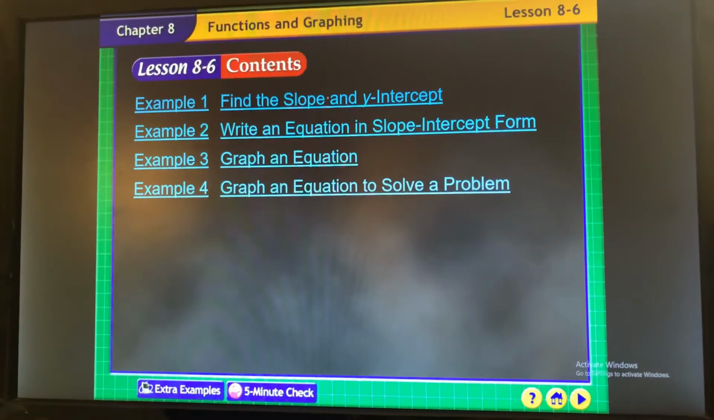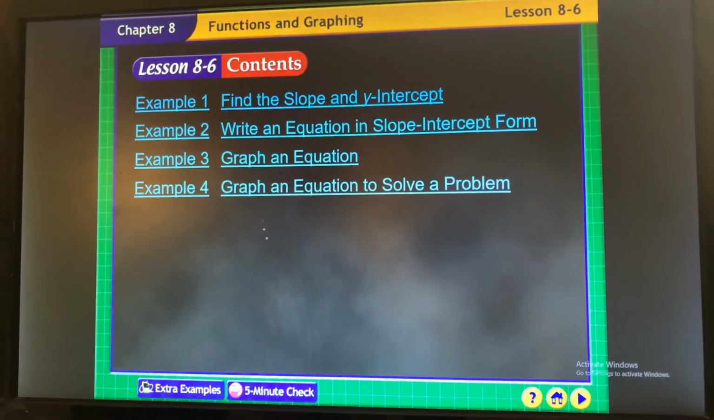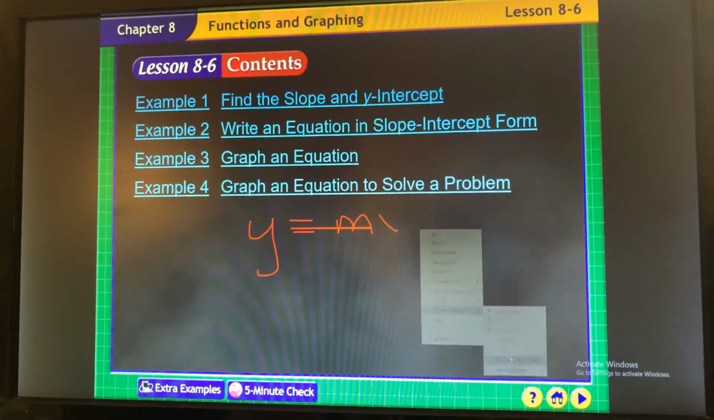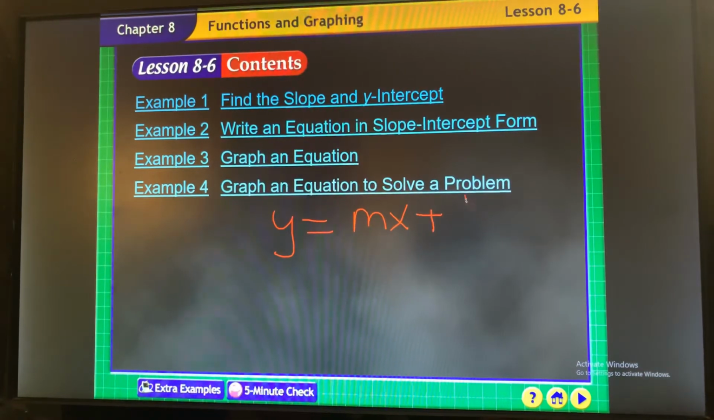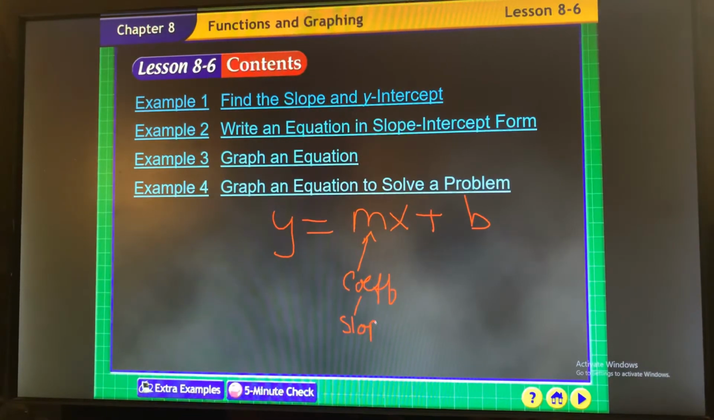All right, we've already talked about slope and slope-intercept form and how to write the equation, so we're going to be in good shape. Slope-intercept form, remember, what happened there? Y equals mx plus b. Remember, m is your coefficient, the numerical value next to the variable. It is also what we refer to as your slope. It's your change in y over your change in x. It's your rise over your run, okay?